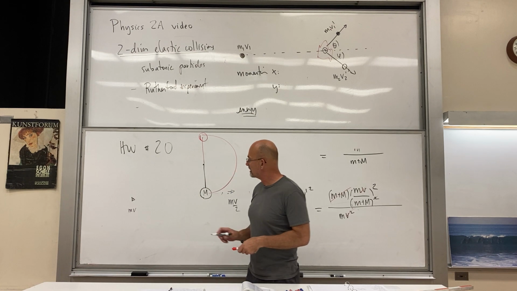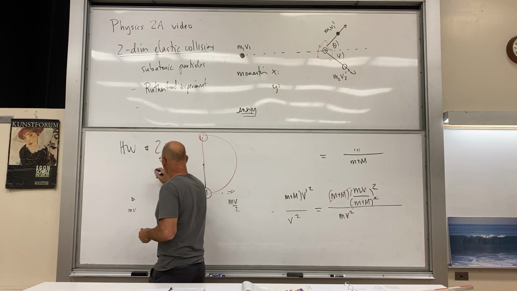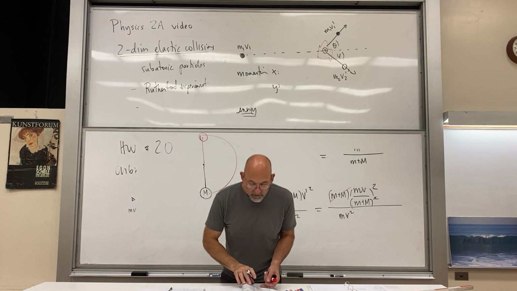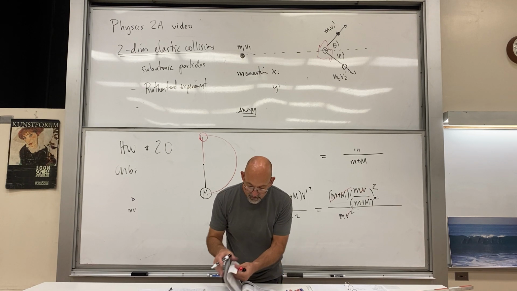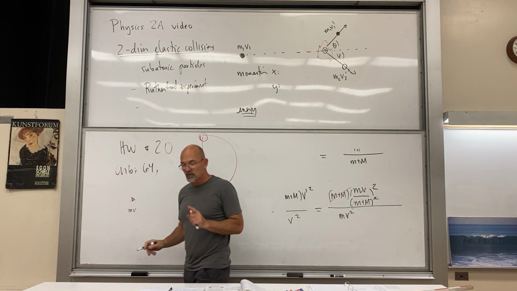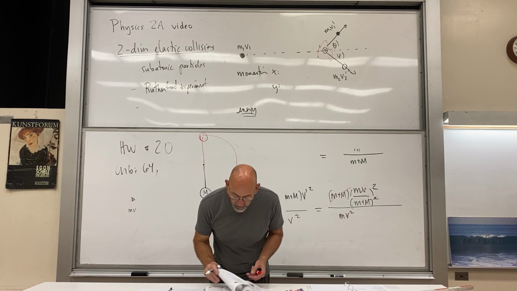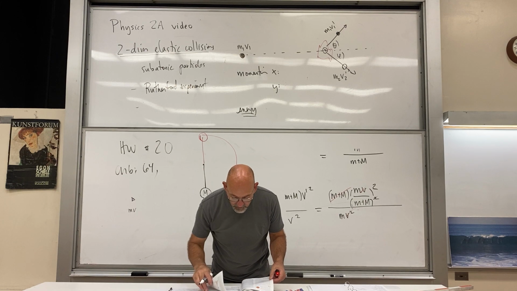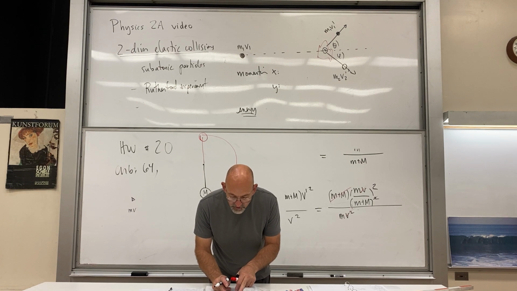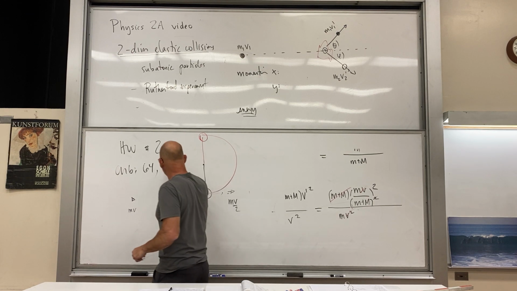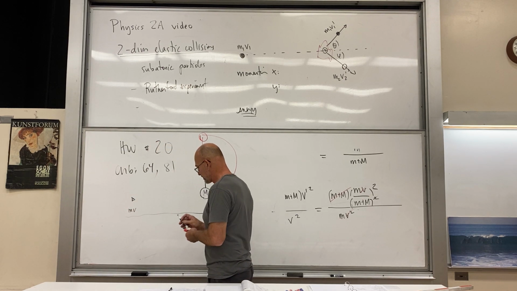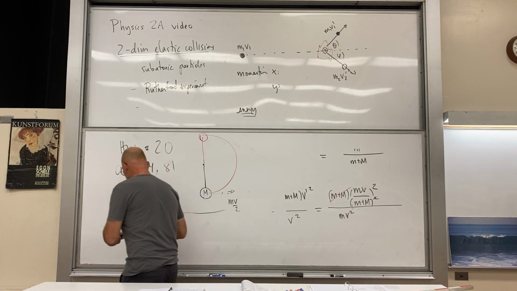Actually, here's a very good one. So homework number 20. So this is chapter 6. What did I say? The pendulum was 64. This other one is also really good. It is another measure-the-speed-of-a-bullet problem. It's 81. And for 81, let me just put a little picture back here.